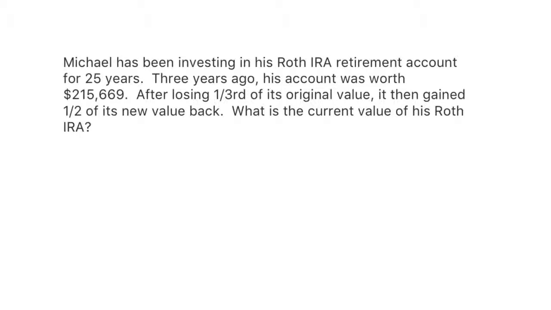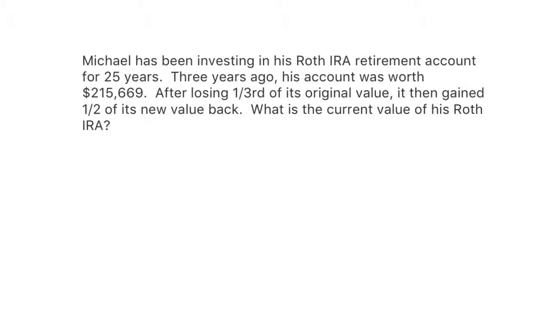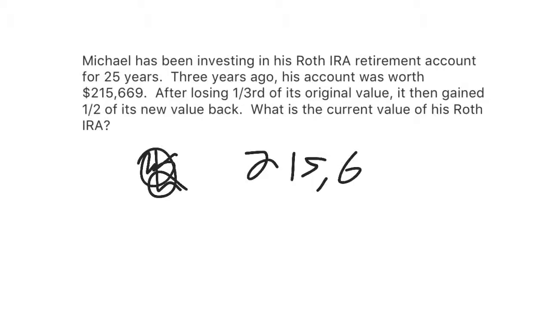So if you read the last sentence of the word problem, it wants what the current value of the IRA is. So I can't quite see. It said it started off as $215,669. And then it lost a third of its original value.